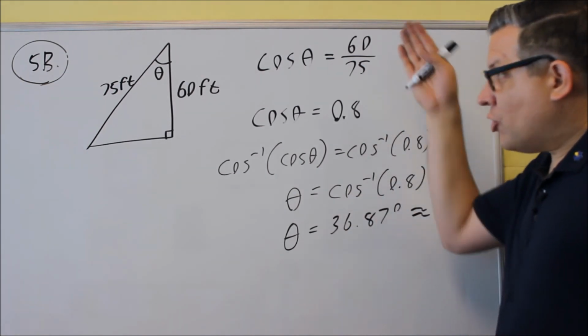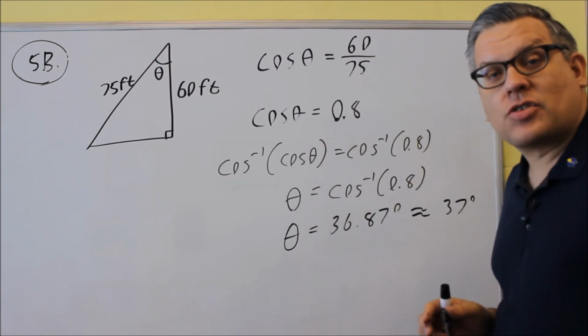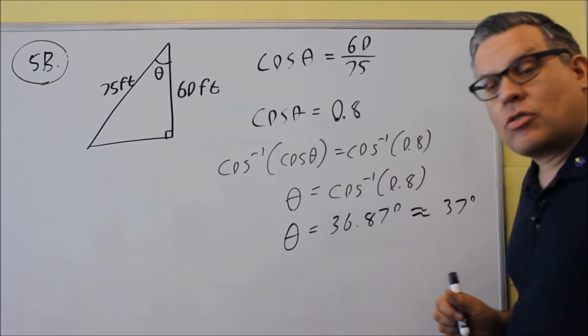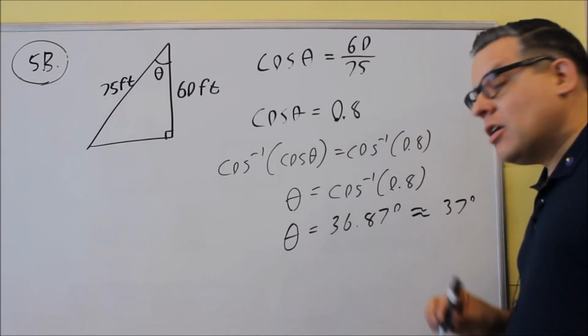So again, two different types of ways it'll ask that problem. Either it'll ask you to find a missing side, or it'll ask you to find a missing angle. Whenever you want to find a missing angle, you always have to do inverse cosine, because inverse cosine will give you a degree measurement.